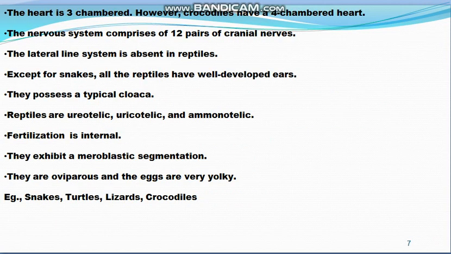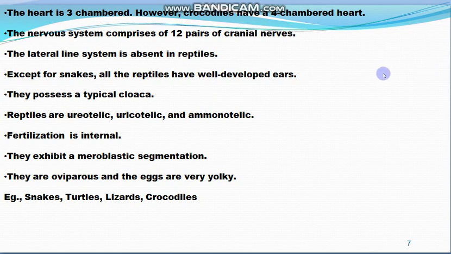Now heart. The heart is three-chambered in the case of reptilians, and it is also three-chambered in amphibians. But crocodiles, which are also reptilians, have a four-chambered heart. And the nervous system in reptilia comprises 12 pairs of cranial nerves, and in amphibians, there were 10 pairs of cranial nerves. The lateral line system is absent in reptiles. Except for snakes, all the reptiles have well-developed ears. So all the reptiles have ears, but snakes do not have ears.